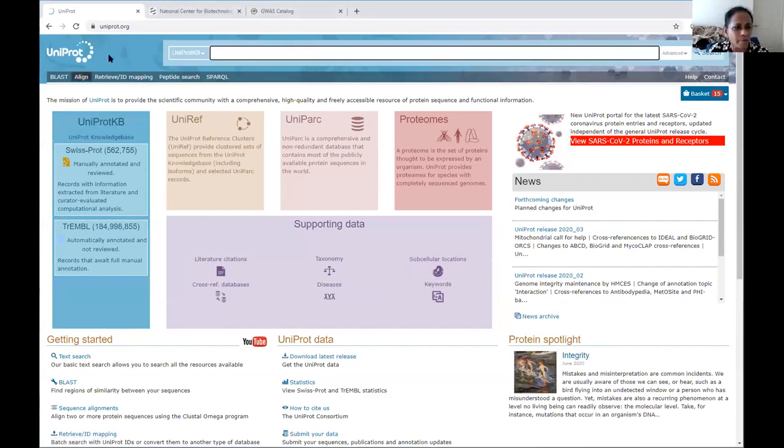So what I was saying was, I'll repeat myself. We have UniProt, and you have BLAST, you have a tool for alignment. You have a tool that if you have lots of IDs, then you can actually retrieve everything in one shot.